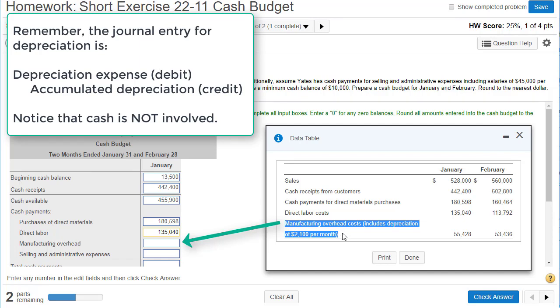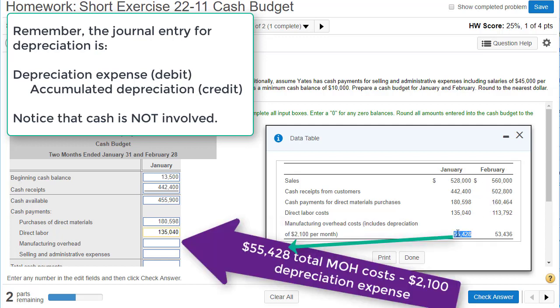So remember, manufacturing overhead are things like salaries of the plant supervisor, salaries of the plant janitor, and the plant utilities, plant insurance, plant property taxes. Those are all things we have to spend cash on. But it also includes the plant depreciation, but that is not a cash expense. So what we're going to do is subtract the $2,100 from this amount.